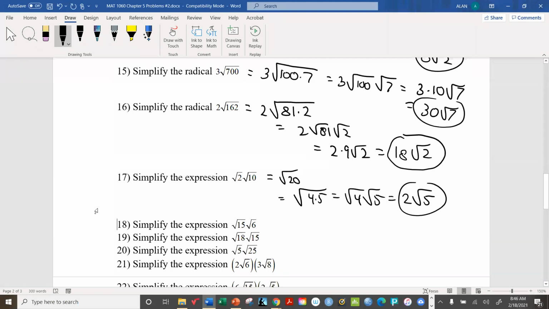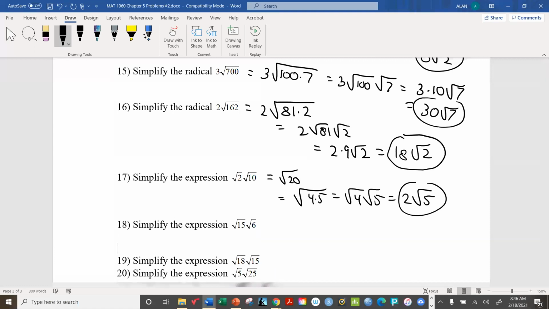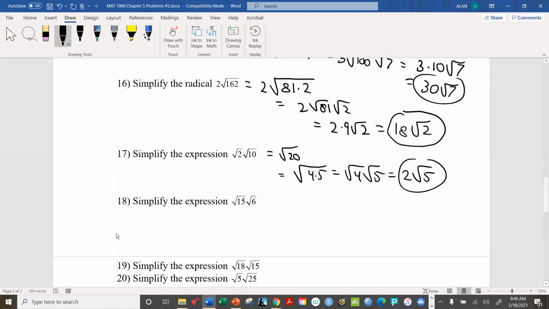Okay. Now, how about this one? So we'll start by multiplying it out and seeing if there are any obvious candidates for a perfect square factor. Yes. Look, 9 times 10.